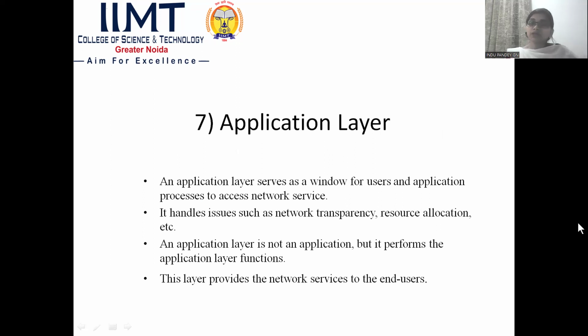Next layer is the application layer. An application layer serves as a window for user and application process to access network services. It handles issues such as network transparency, resource allocation, etc. An application layer is not an application, but it performs the functions of applications. Application layer provides network services to the end users. These are some of the important functions of the application layer.